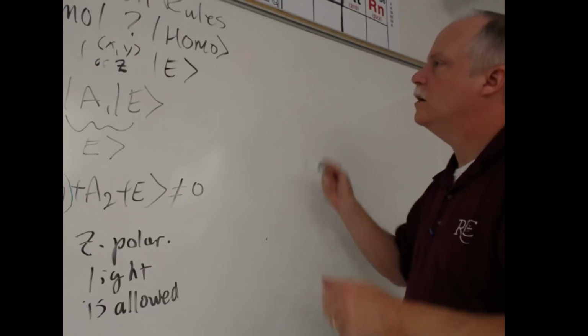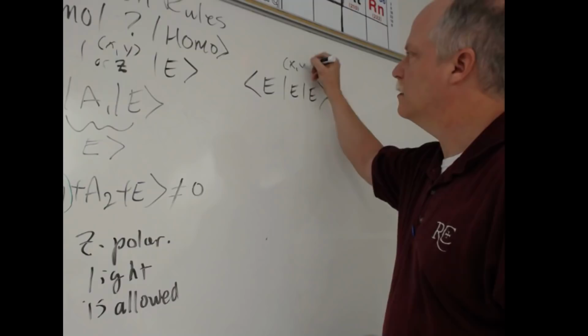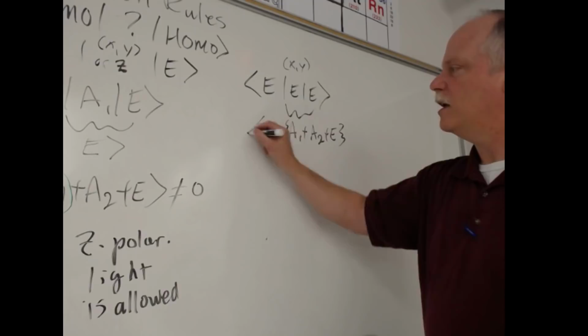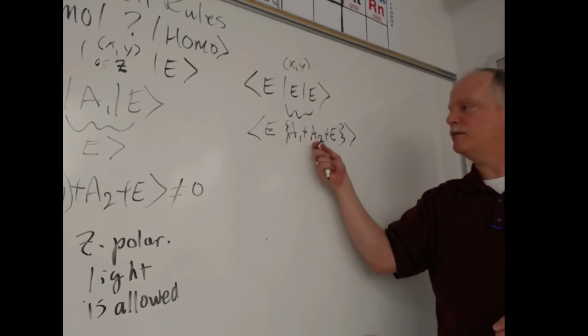Along those same lines, if we use XY light, we have E times E times E. So this gives us A1 plus A2 plus E as a set. And now we have E times all of those. And so it just multiplies through. So E times A1 is going to be E. E times A2 is going to be E. And then E times E is A1 plus A2 plus E.